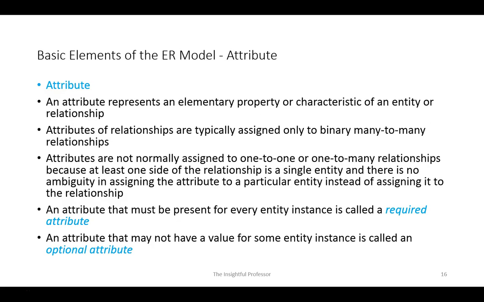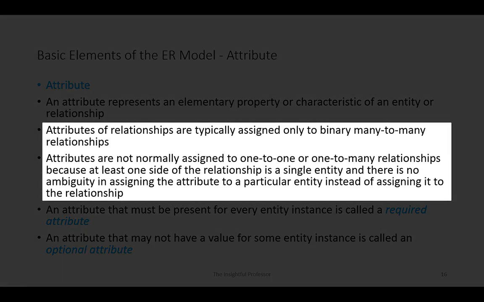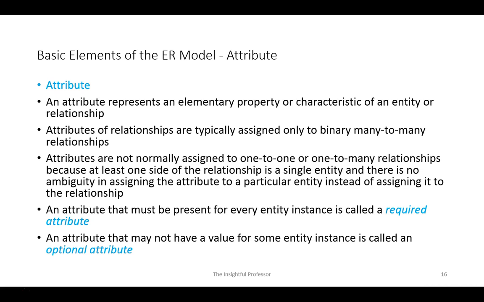Our next component is the attribute. An attribute represents some kind of a property or characteristic of an entity or of a relationship. Now, attributes of relationships require a little bit more of an explanation here. An attribute of a relationship typically comes about when we're talking about a binary many-to-many relationship. So attributes are not normally assigned to one-to-one and one-to-many relationships because there is no ambiguity with respect to the entities involved, and we could simply take the attributes that we considered to be part of the relationship and tuck them into one of the entity types. So therefore, we're only going to see the notion of attaching attributes to a many-to-many relationship.